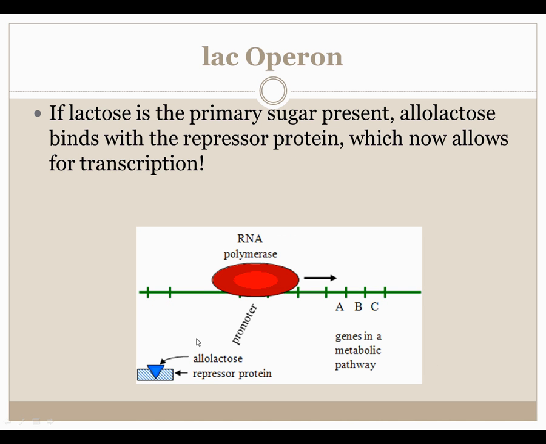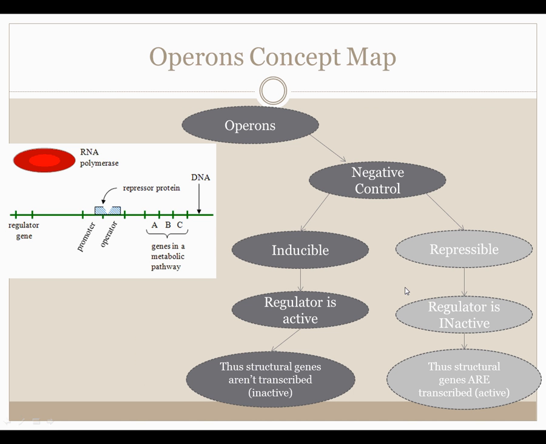Okay, so what will happen is now our allolactose pulls the repressor protein off, and that allows the polymerase to go right along, and so we've got transcription. And so this is what we've seen on our concept map right now. It's a negative control. What I mean by negative control is that you have to take that away to then do something, right? I have to take this away to make those genes. In this case, we'll call them genes A, B, and C.